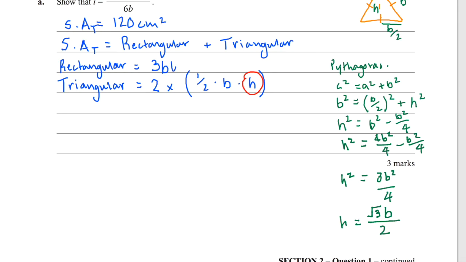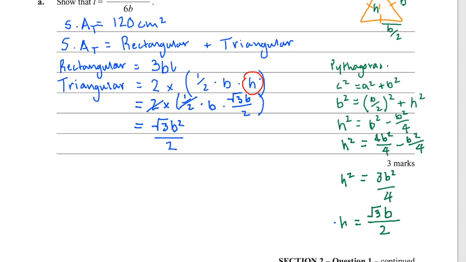So we're going to use that information over here. So it's 2 times 1/2 times b times root 3 b on 2, because this is our h value. We've just worked out that this value here is our h value. Okay, simplifying this down a bit, the 2 at the front goes with the half because we've got two triangles, and we're multiplying it by 2. Okay, so this leaves us with root 3 b squared.